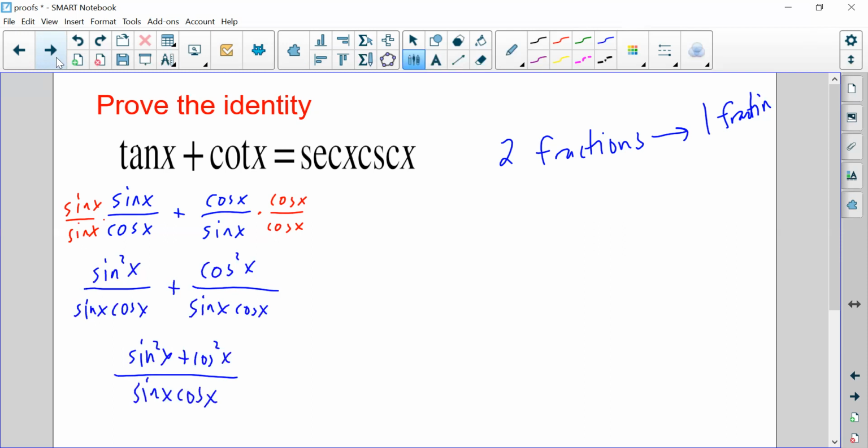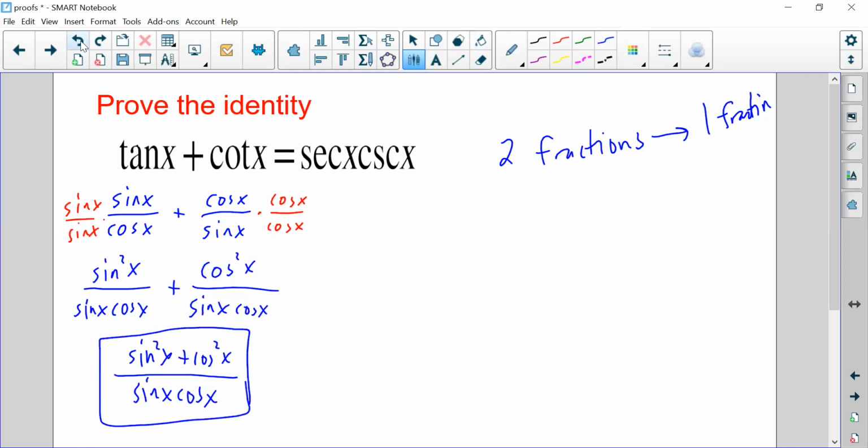All right, that's this. So from the beginning, I changed everything to sine and cosine. Once I did that, I recognized that I had two fractions that I wanted to be 1. So I combined those two fractions. I got a common denominator and I succeeded. Now I've got one fraction.